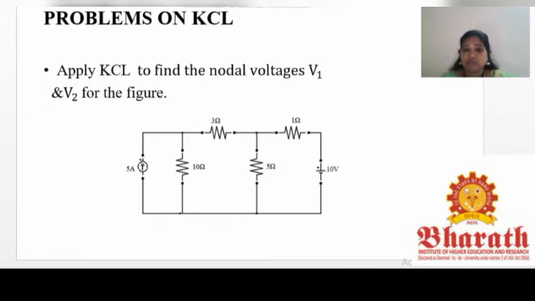Okay, so they have given you two nodes, V1 and V2. So indirectly it is understood that there are only two nodes. Node 1 is V1 and node 2 is V2. Now we are going to apply KCL here according to the steps I already described.